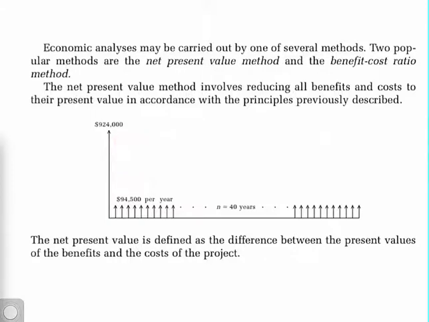So in this economic analysis, it can be calculated by one of several methods. The two popular ones are the net present value method and the benefit cost ratio method. The net present value method involves reducing all the benefits and costs to present value, related to the principle that we just described. So these values can be explained in the diagrams.